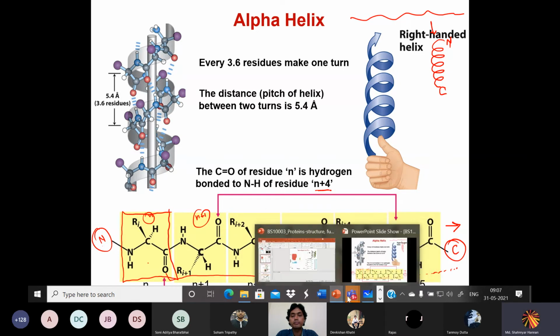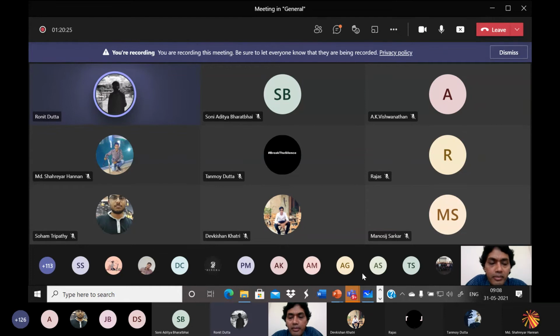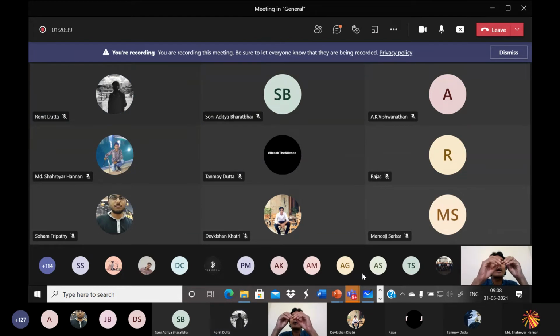Sir, how can you measure amino acids in fractions? I understand his question also; it depends. Why I am saying 3.6: if you see the main chain, it has C, O, N, H, and that way it moves.